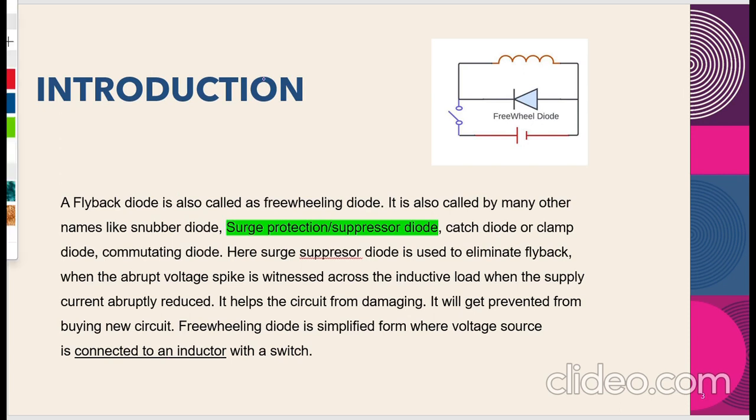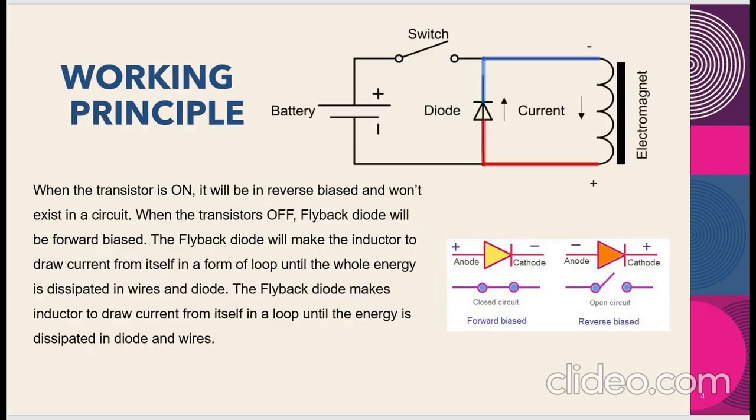As you see here, this is a freewheeling diode. This will basically be connected in parallel. You see, this is the battery's positive point, this is the battery's negative point. Like that it will be used. I will give you a brief here on the working principle, so you will understand better.